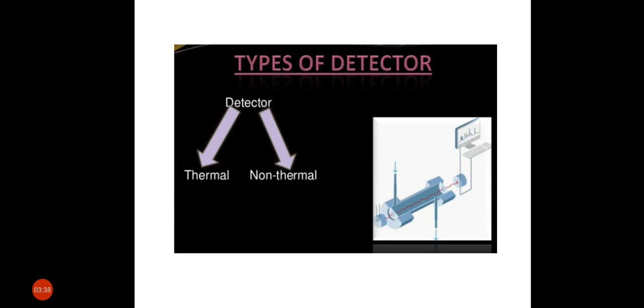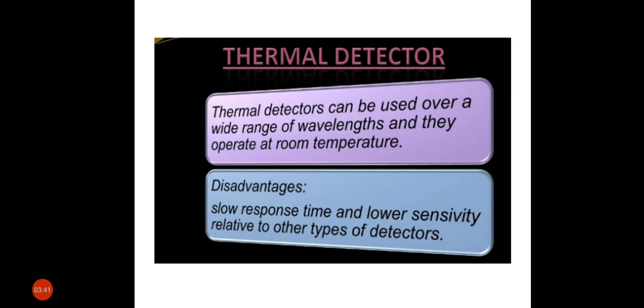Okay, so first see thermal detector. Thermal detectors can be used over a wide range of wavelengths and they operate at room temperature. The disadvantages of thermal detectors are that they give slow response time and lower sensitivity relative to other types of detector.